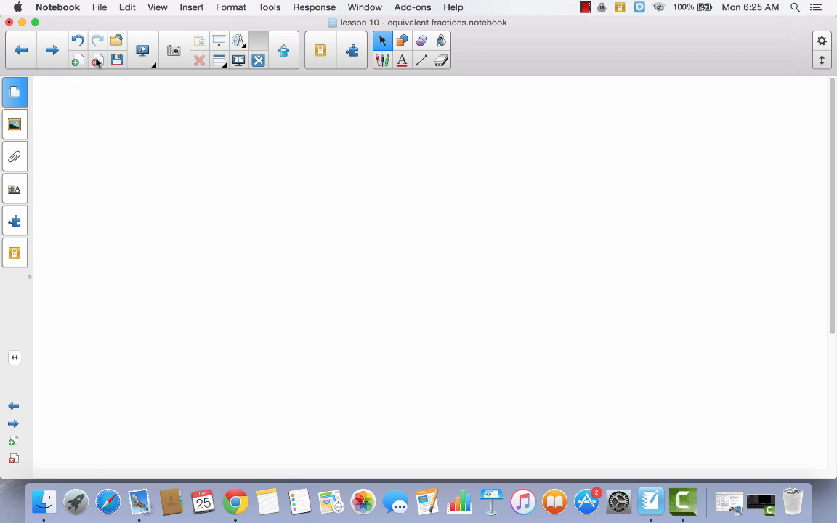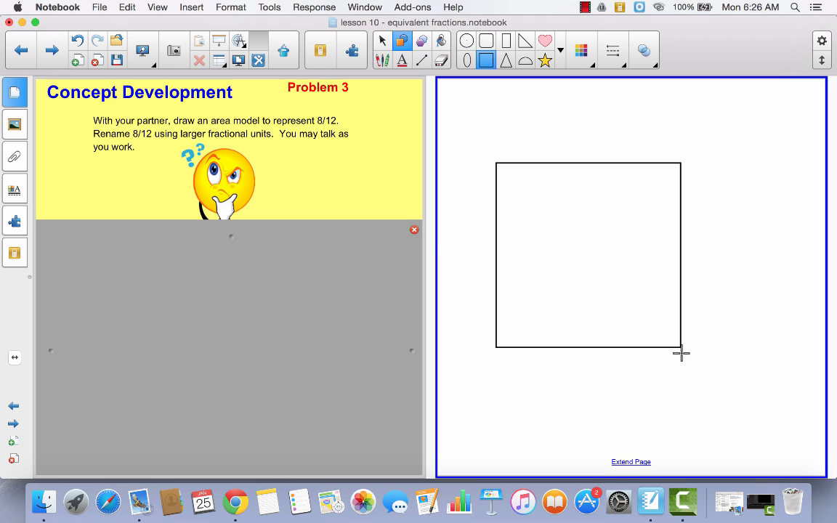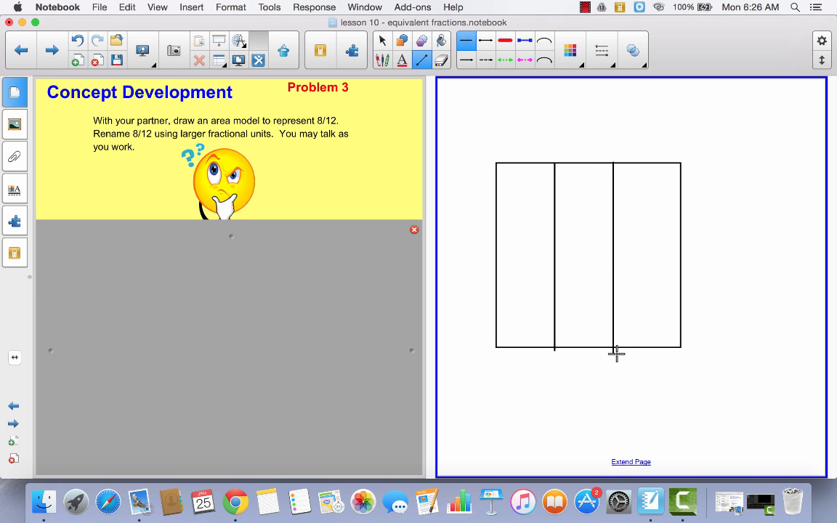All right, so we're going to start with drawing 8 twelfths. So let's go ahead and draw an area model. You're going to do this in your math journal, please. Okay, here's my model, and I'm going to represent 8 out of 12. So I'm going to divide this into 12. So I could do this a number of ways, but I think what I'll do is I'm going to go ahead and divide it into thirds vertically. And then I'm going to divide it into fourths horizontally like this. I'm going to divide it in half, and then I'm going to divide each half in half like this.